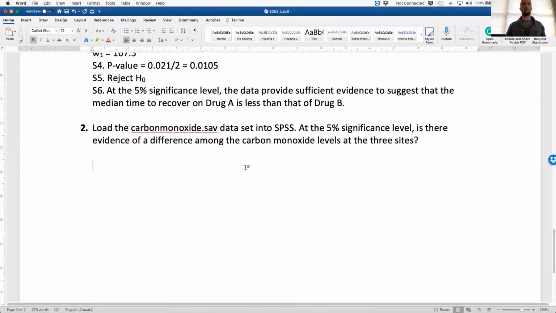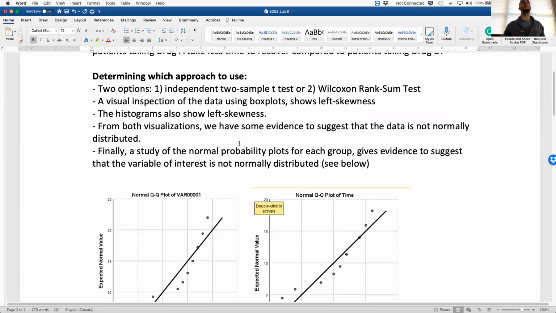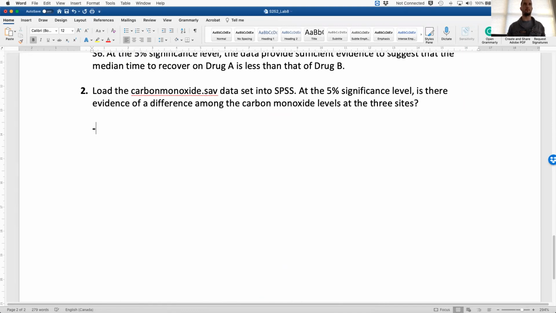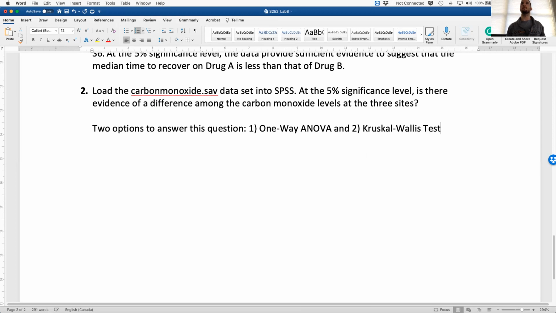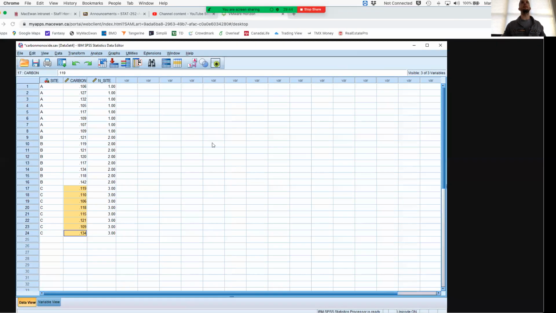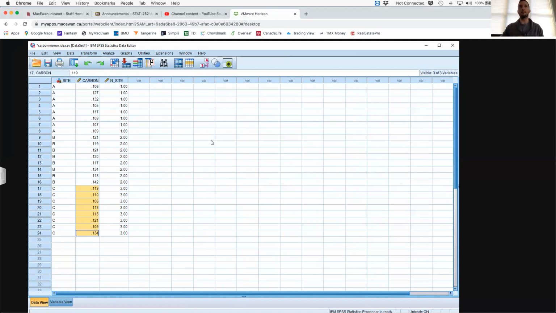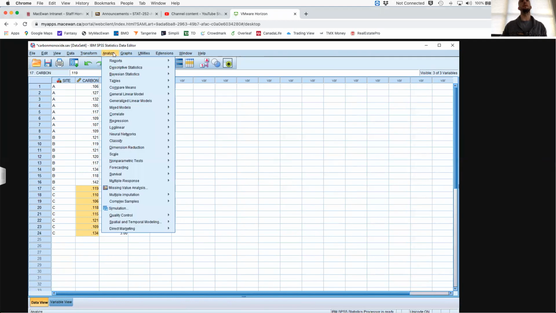Okay, so just like before, we basically have 2 options to answer this question. 1, we have the one-way ANOVA, and 2, we have the Kruskal-Wallis test. All right, so let's address the most critical assumption of the test. So we know that the one-way ANOVA test depends on normality.